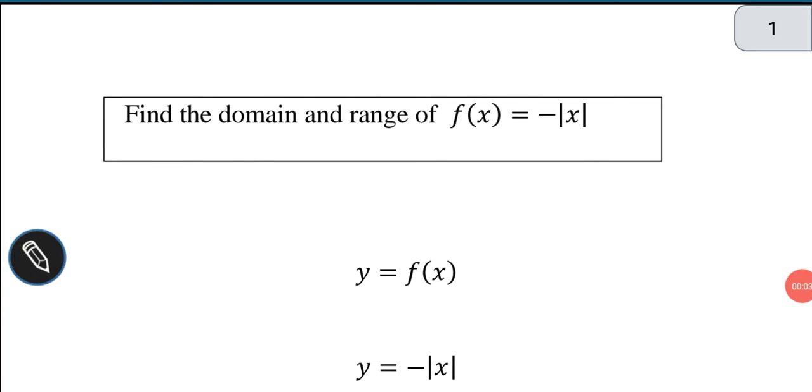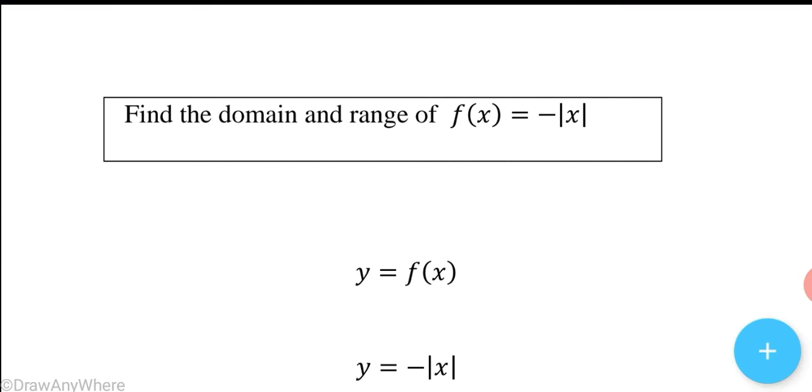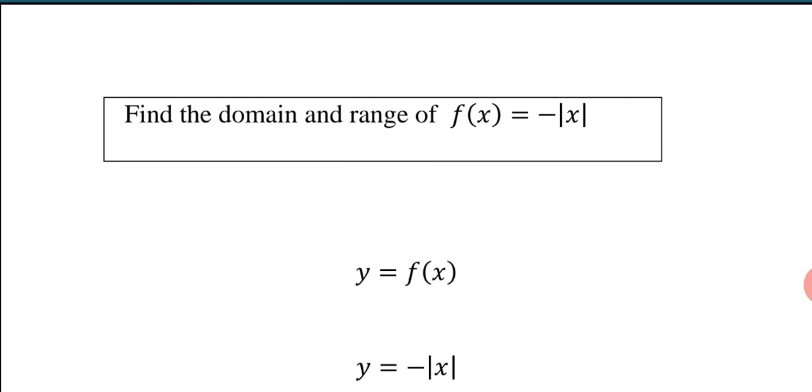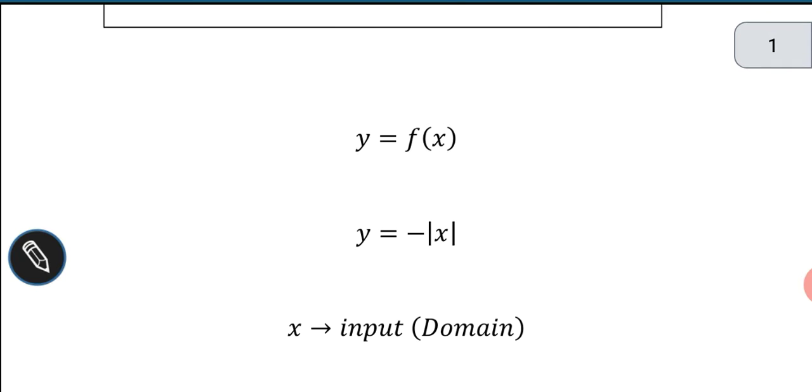Find the domain and range of f of x equal to minus modulus of x. Let y is equal to f of x. Here the value of f of x is minus modulus of x. So y is equal to minus modulus of x.